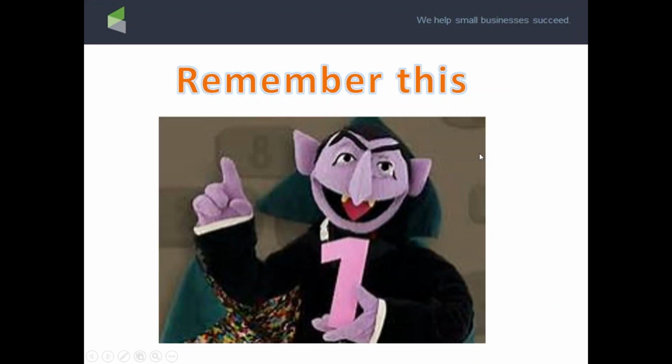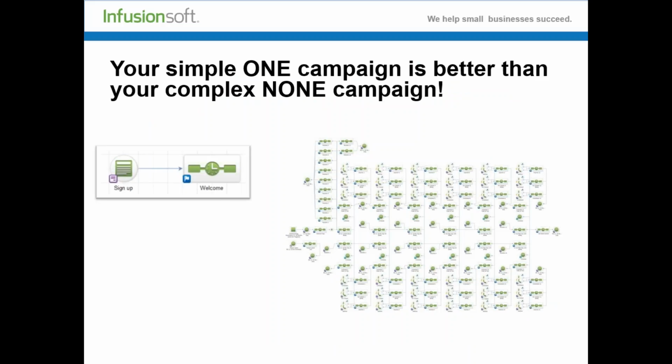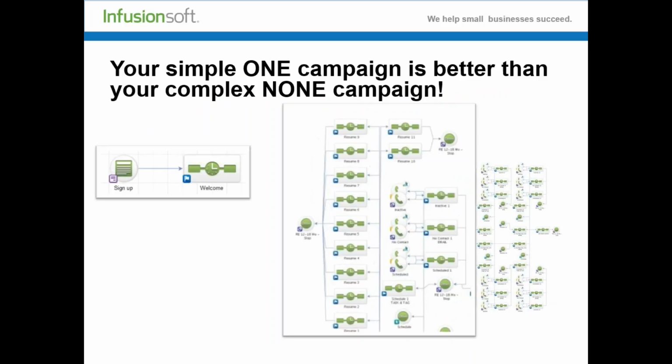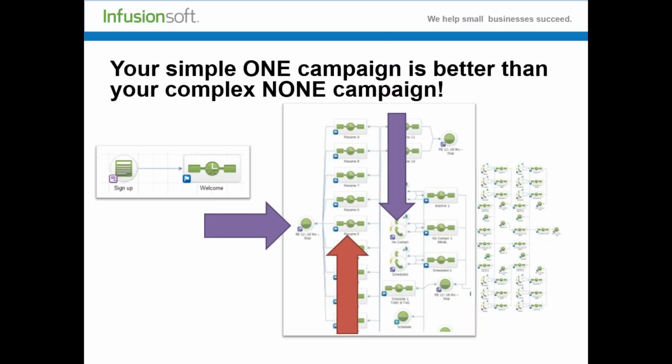So I want you to remember this one thing, keeping with my Halloween theme. Your simple one campaign is more important than your complex none campaign. Everyone tries to build out what's on the right before trying to test out what's on the left. And all that's on the right, if you really look at the ingredients, is a goal that pushes to a sequence, that pushes to a goal, that pushes to a sequence.